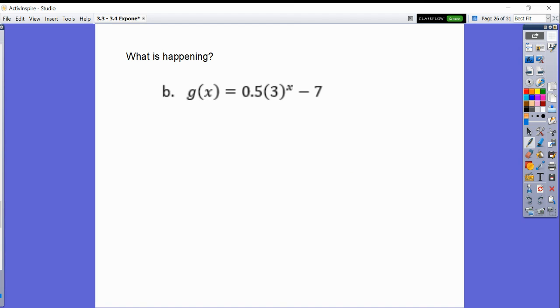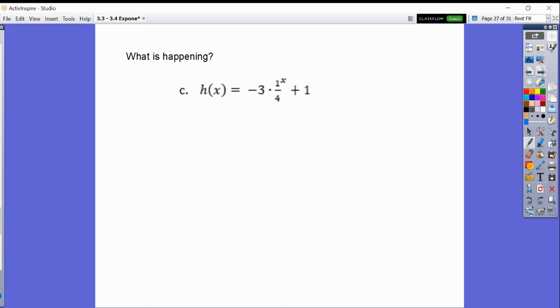All right, so this one has 2 transformations. See if you can name them, and then I'll write them down. So the 0.5 makes this a vertical compression of 0.5. So make sure you got that, because this is less than 1. We're actually multiplying it by half, so we're shrinking it. And then the -7 is down 7.